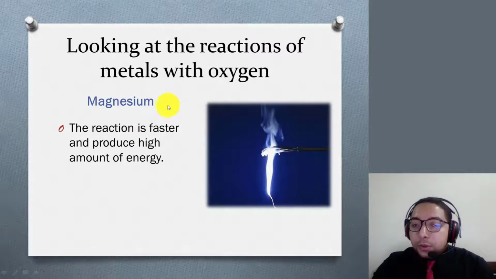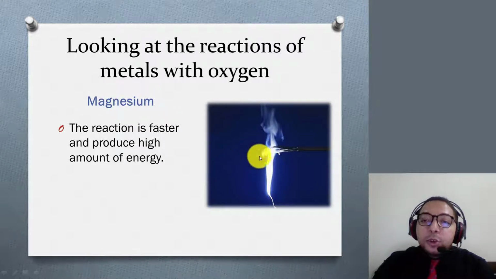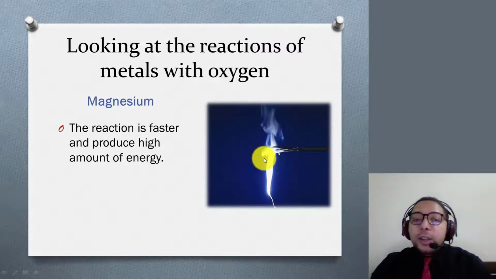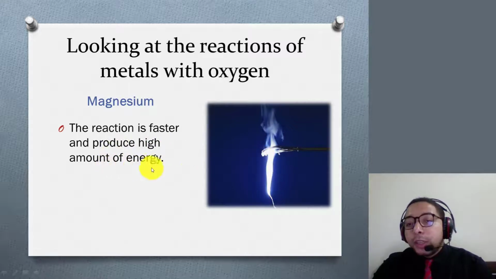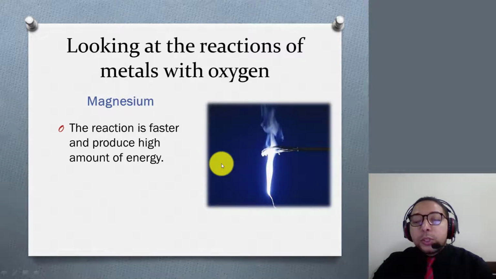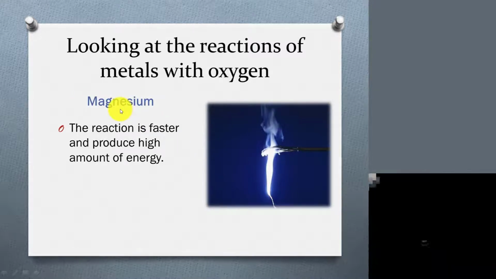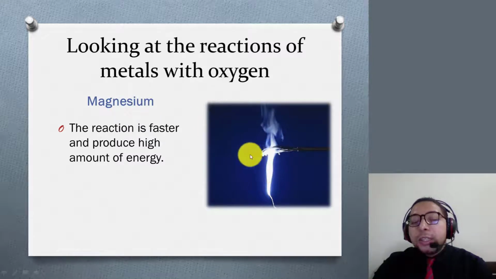We have discussed the magnesium, and we said magnesium burns in the presence of oxygen in a very fast reaction, and this reaction produces a high amount of energy. The chemical energy is stored inside the magnesium, if you remember from the lesson where we discussed oxidation. So the chemical energy stored inside the magnesium was changed into light energy and heat energy, and this is producing a high amount of energy.